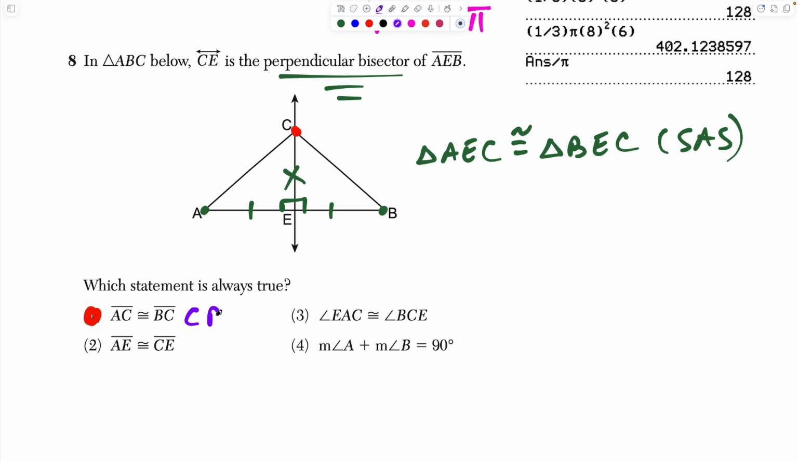Well, we could say CPCTC, which stands for constipated people can't take craps. No, it actually stands for corresponding parts of congruent triangles are congruent. So once we show these 2 triangles are congruent, then their corresponding sides have to be congruent. And this is as definitive as things get here. When you show 2 triangles are congruent, then their corresponding sides and angles have to be the same. So choice 1 is our answer.